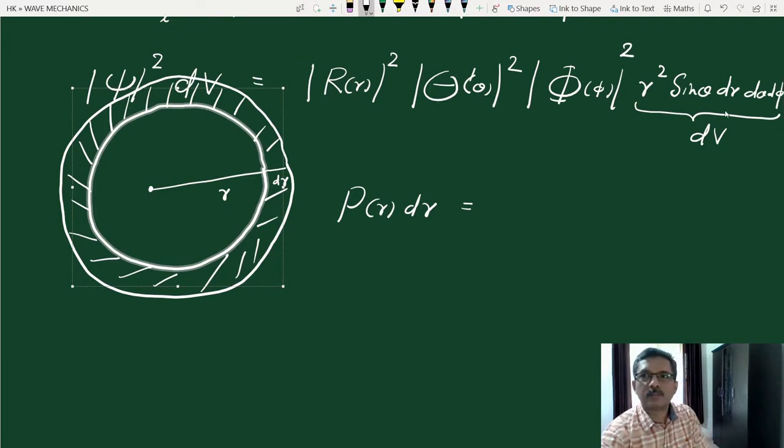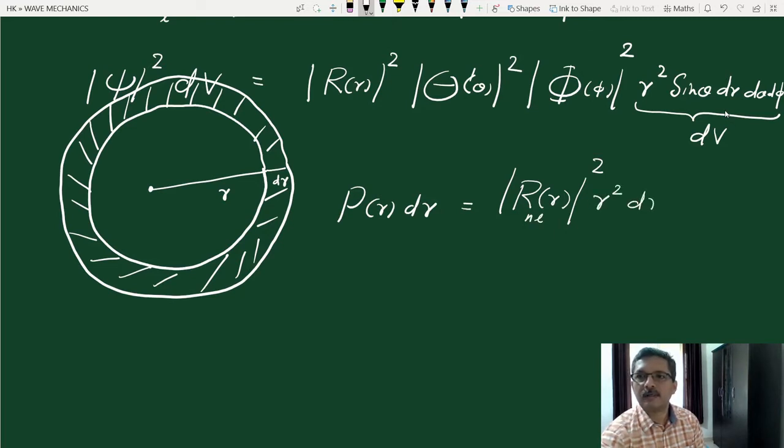Therefore this equation becomes, so if you are integrating over theta and phi, the terms depending on the radial variable we can take out, that is R of r squared, this depends on n and l, and then there is an r squared here, then there is dr here. The remaining terms are, first, integration over theta. Theta varies from 0 to pi.